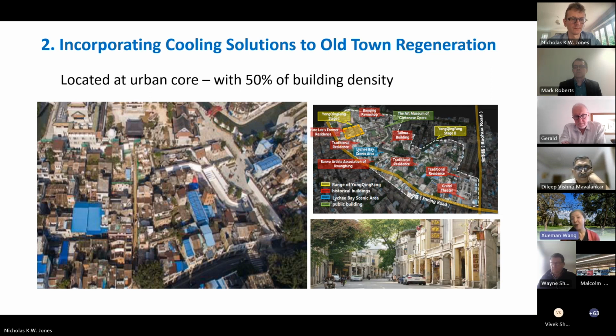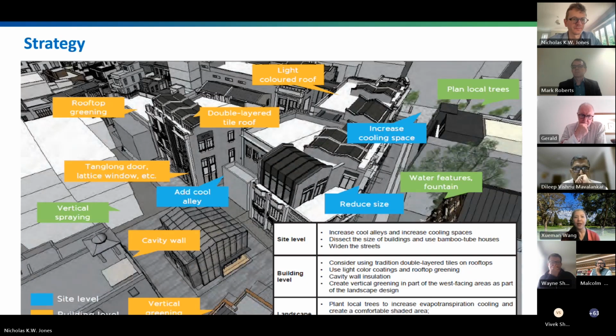Then we look at our core urban business, where we do a lot of old town urban regeneration. As I mentioned, those areas tend to be poor areas and very densely populated. And what kind of measures can be incorporated into urban regeneration? We're not talking about new buildings, it's really about applying the measures to the existing buildings. The next one. So that's also the overall strategies that have been developed.